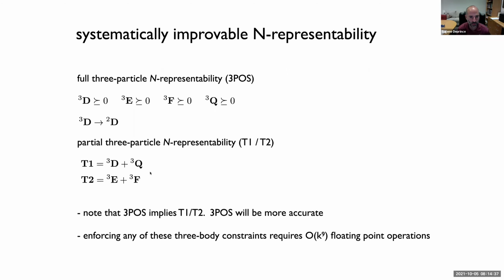You could also define a subset of conditions that are partial 3-particle conditions that are based on the fact that the sum of any 2 positive semi-definite matrices should also be positive semi-definite. So we can define T1 and T2 here. Their non-negativity is implied by the non-negativity of these other RDMs. And the nice thing about the T1 and T2 conditions is the 3-RDM exactly cancels on the right-hand side. So you only have expressions that depend on 2-body quantities here. Should note that 3-pos implies T1 and T2, and 3-pos will be more accurate. And enforcing any of these 3-body constraints is going to require 9th power floating point operations. The prefactor will be smaller for T1 and T2.